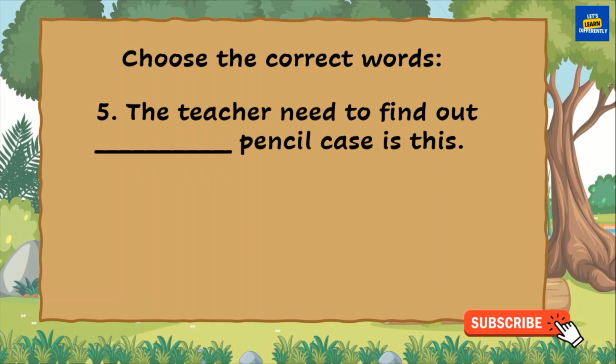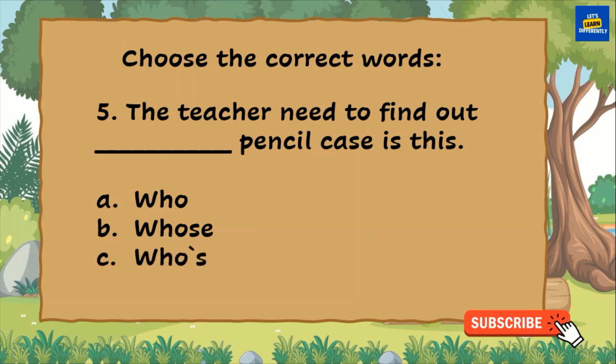Number 5. The teacher needs to find out dash pencil case is this. Now the options are A. Who, B. Who's, C. Whose, and D. Whose. The correct option is the teacher needs to find out whose pencil case is this.